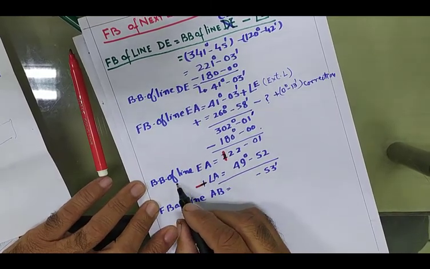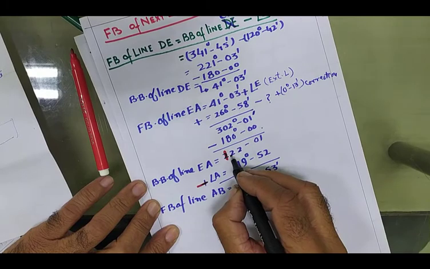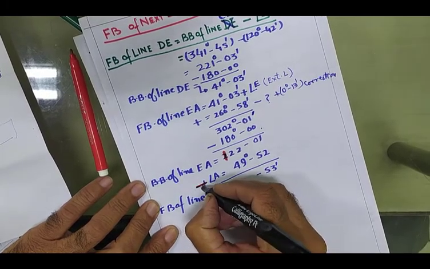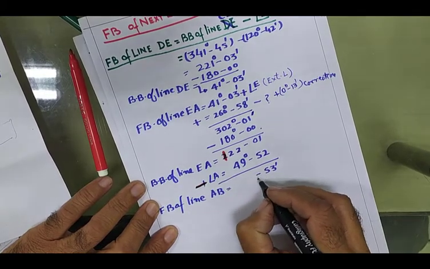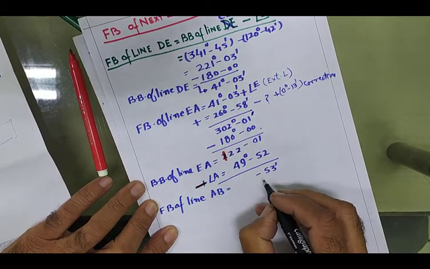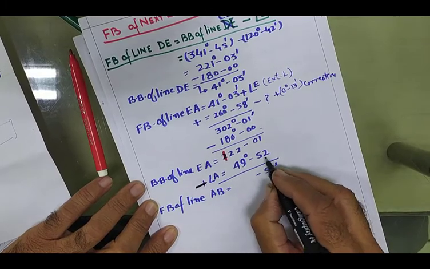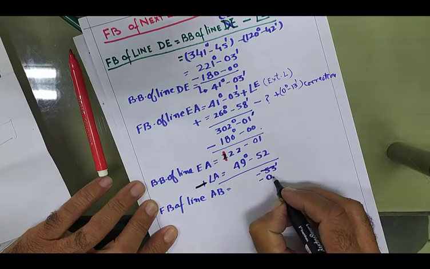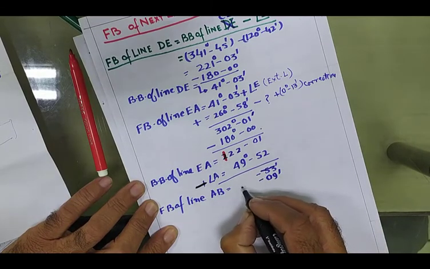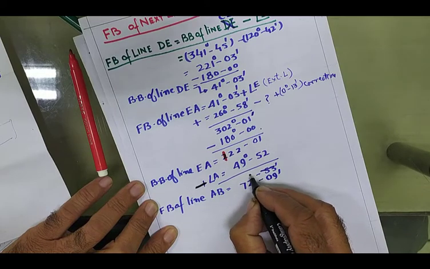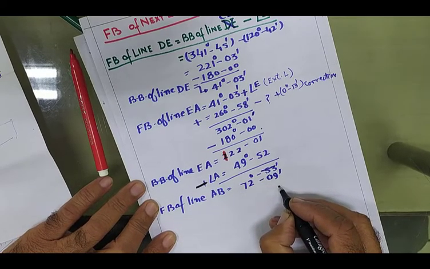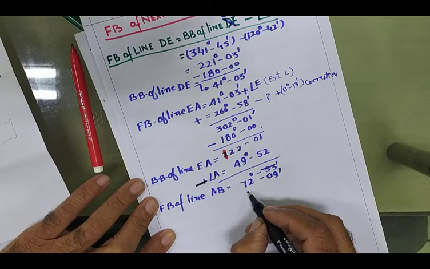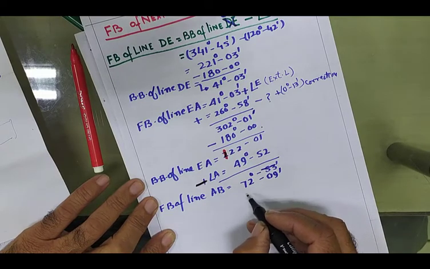So the back bearing of line EA is equal to 122 degrees 1 minute. From here you deduct angle A for the calculation of the forward bearing of line AB. This comes to be 72 degrees 9 minutes, and this is the forward bearing of line AB. This is the correct answer.